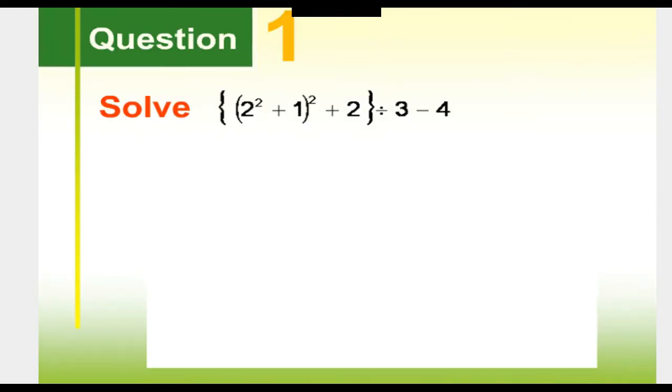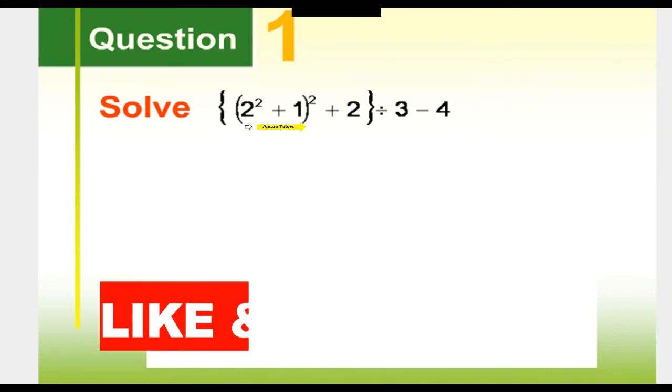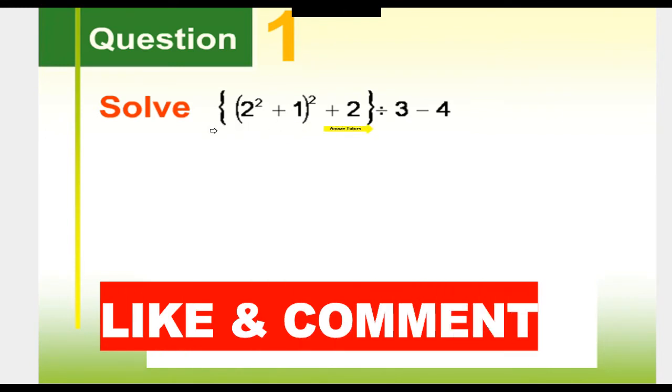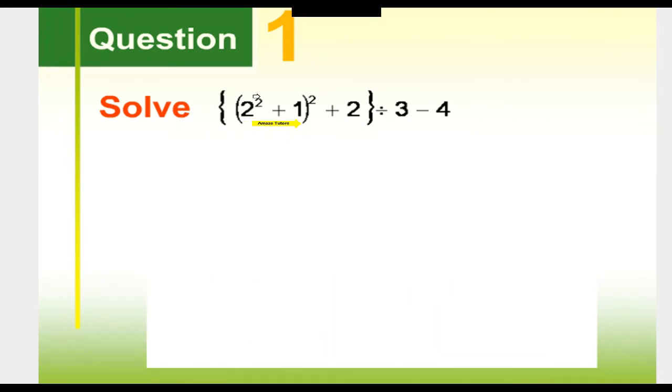We are going to practice some questions now. Question number 1. Solve: 2 squared plus 1, the whole squared, plus 2 divided by 3 minus 4. Whenever you see nested parentheses, many parentheses, you will have to start from the innermost brackets. So this is the innermost, and then this comes. So finish this bracket first.